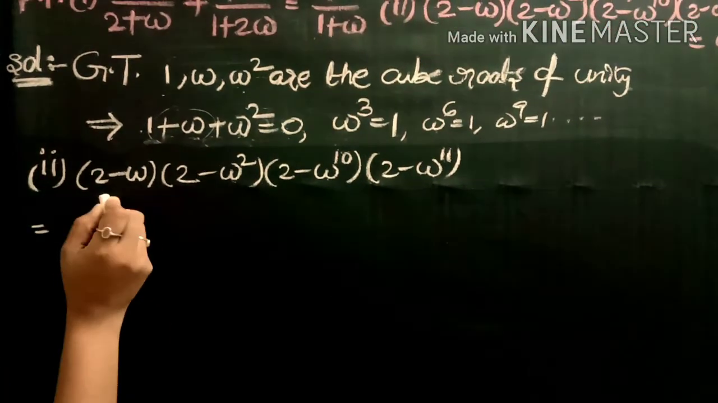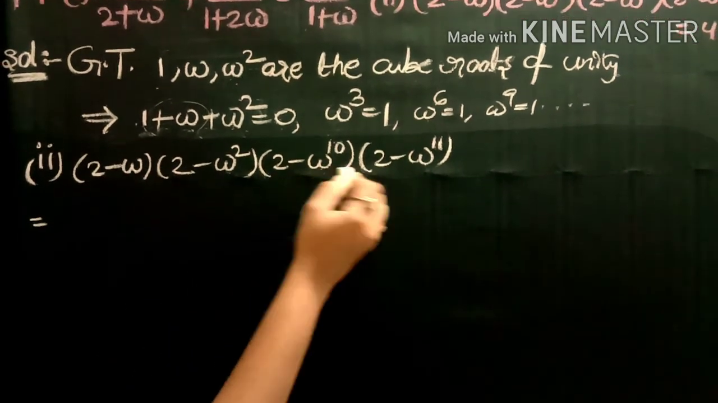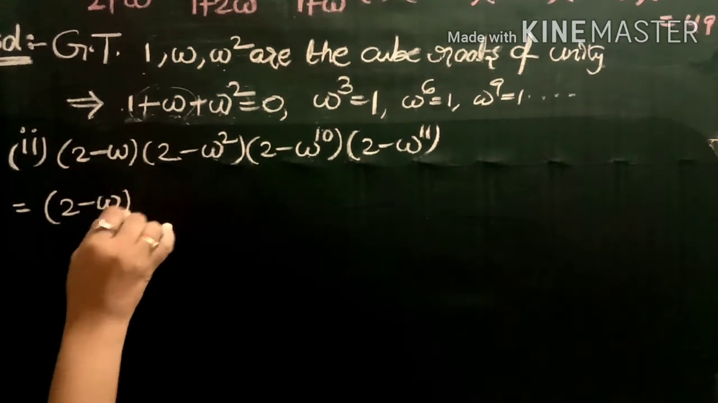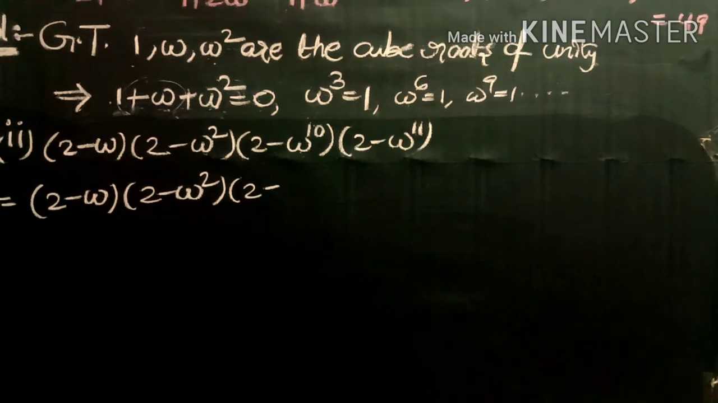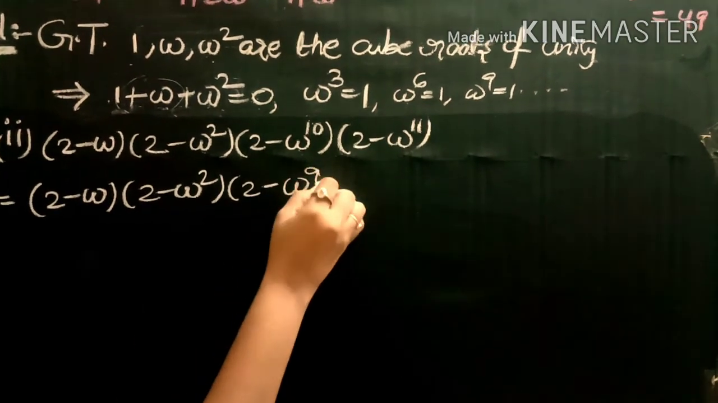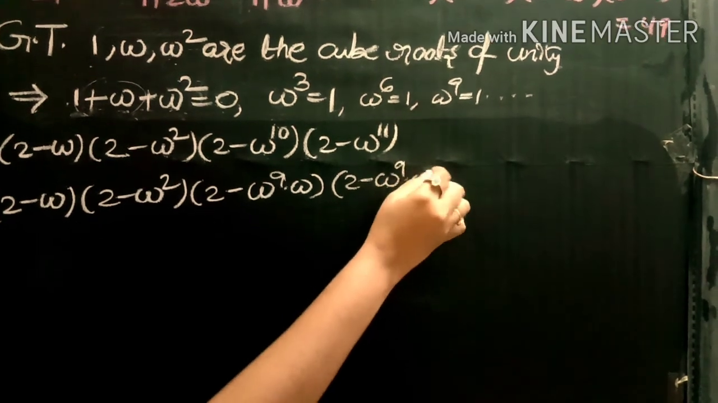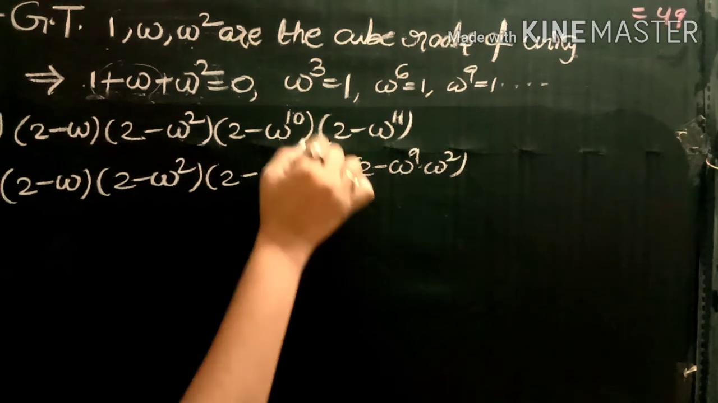So LHS of the second result is equal to (2 minus omega) into (2 minus omega square) into (2 minus omega power 10) into (2 minus omega power 11). Now this is equal to (2 minus omega) into (2 minus omega square) into (2 minus omega power 10). Omega power 10 is nothing but omega power 9 into omega, and 2 minus omega power 11 is equal to omega power 9 into omega square, since 9 plus 2 is 11 and 9 plus 1 is 10.